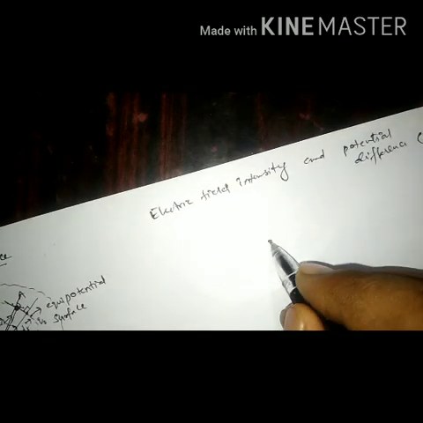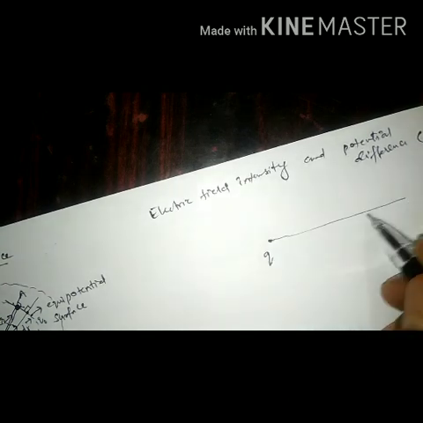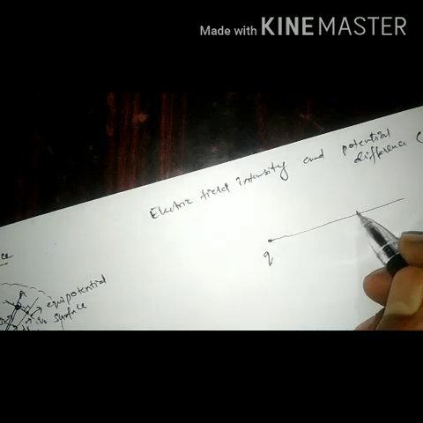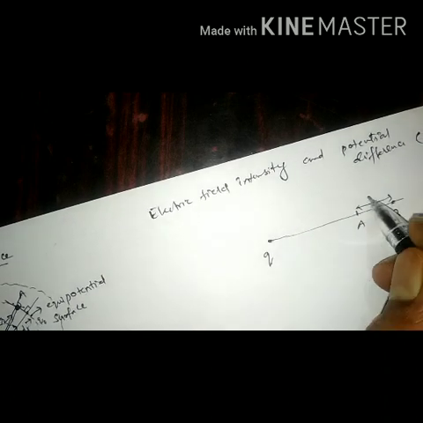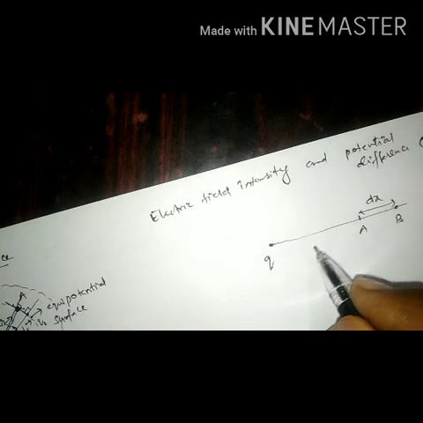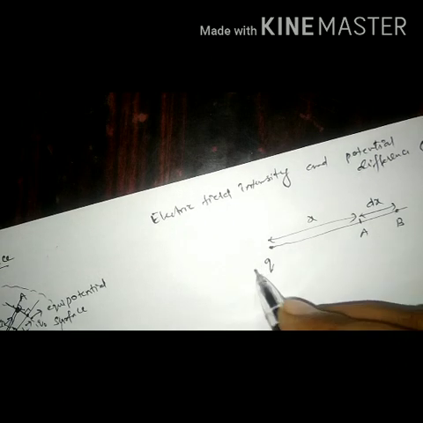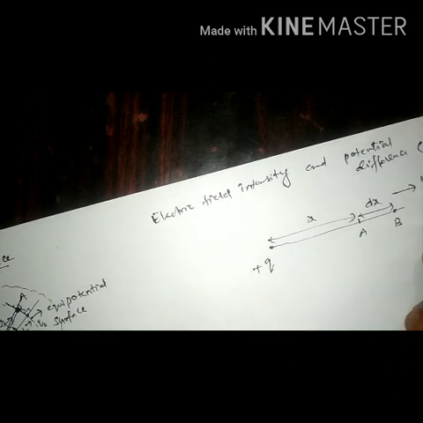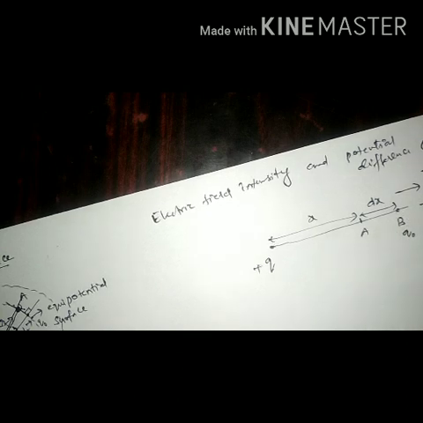For example, you consider a charge q and you consider along a straight line, at a distance of r, two points A and B. These two points are separated by a very small displacement dx, and the point A is at a distance of x. If it is a positive charge, the direction of the electric field is along the positive x-axis, and you want to move a unit charge from B to A.